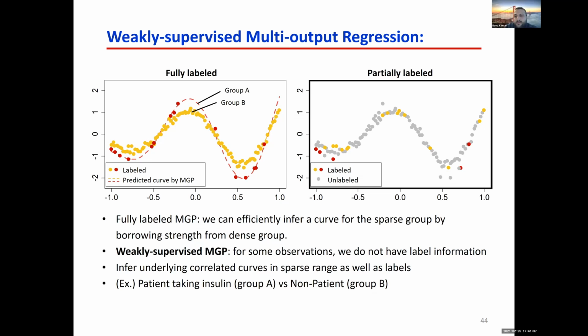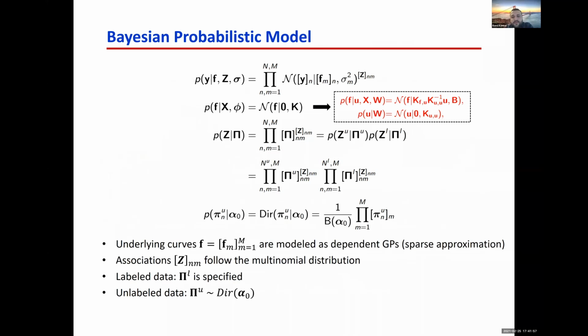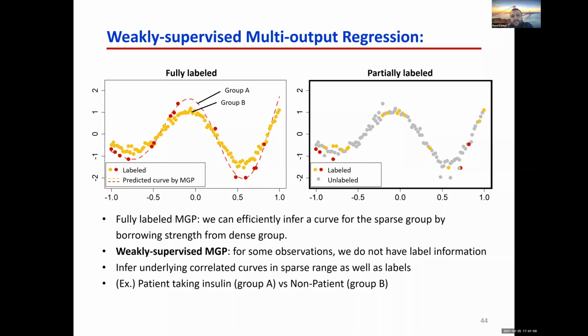But the question is, should I throw away this data? The easiest approach is, okay, let me fit a transfer learning approach using just the available red dots or the available blue curves. But a better approach will be indeed to utilize these unobserved labels. And here we developed this approach called weakly supervised multi-output regression.